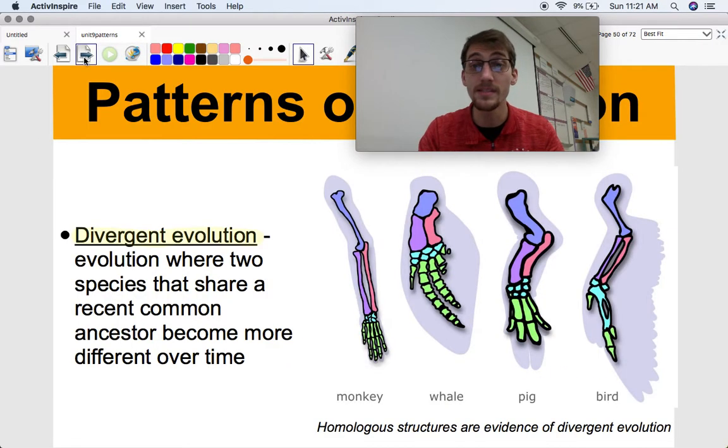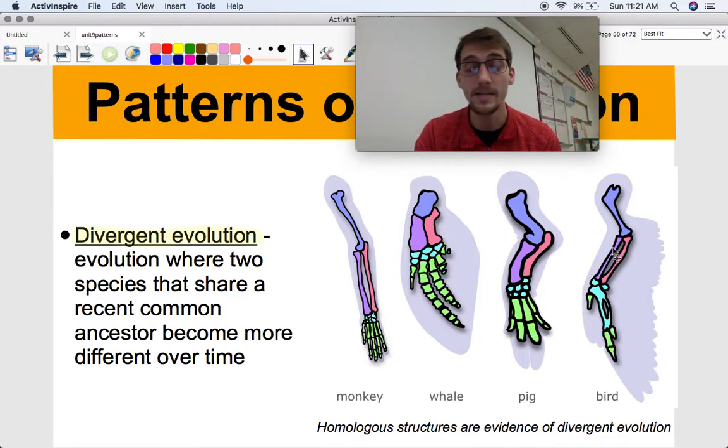Okay, and this leads us into our next discussion of patterns of evolution here. When two populations become more different from each other over time, that's called divergent evolution, where two species that share a recent common ancestor become more different over time.